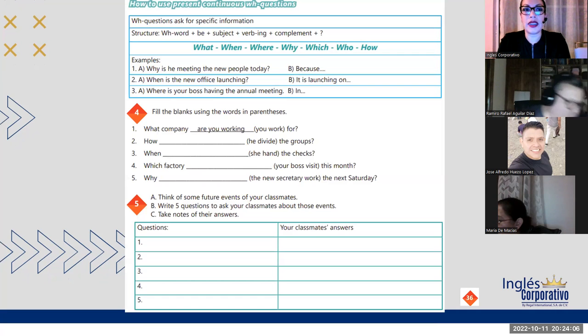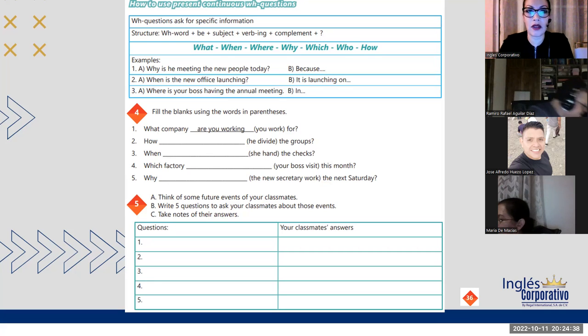Okay. So, this is what we have on page 36 of your material. WH questions, como ya habíamos dicho, se utilizan para preguntar por información específica. Como ya habíamos mencionado antes, no se pueden responder con un yes o con un no. So we need to provide information. We need to provide details. And the structure. También ya habíamos visto la estructura, pero pues acá la tienen en su material.